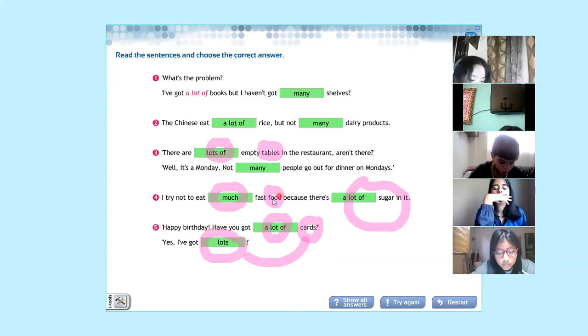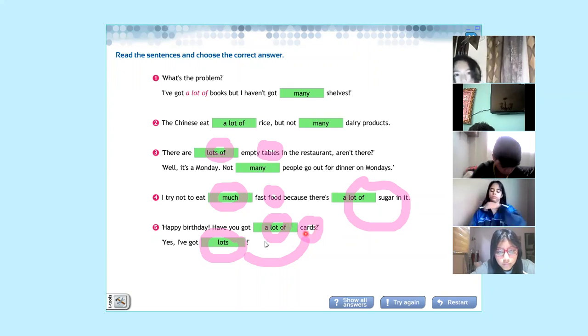Remember that you say fast food, you're talking in a general way, you say much fast food. Sugar, you say a lot of sugar, not a lot sugar. Remember that you can use a lot, but the preposition will vary depending on this. A lot of cards. You are talking in a general way and you say cards, okay?